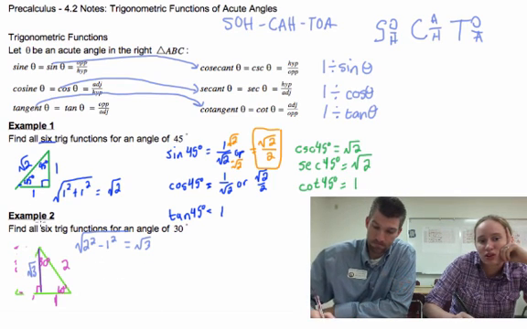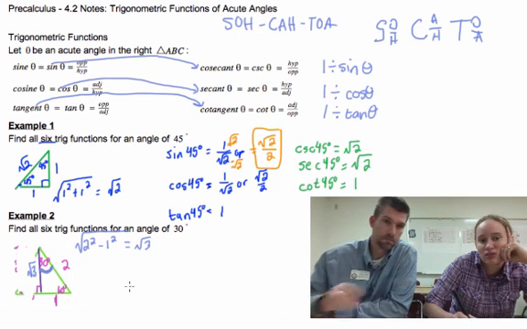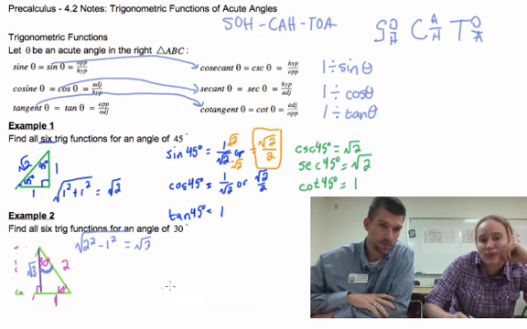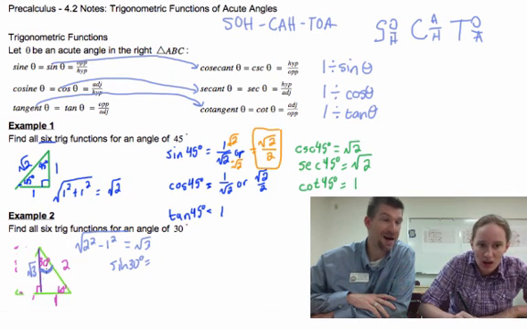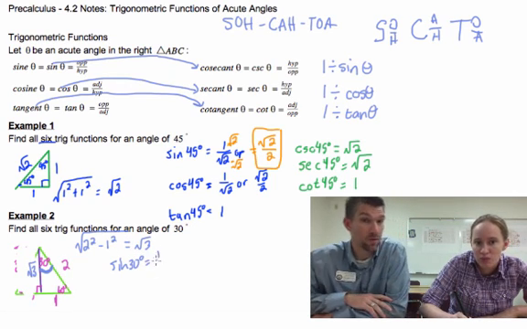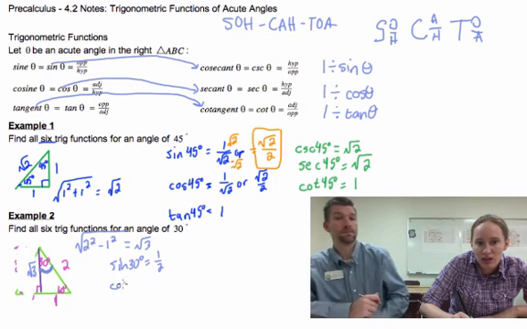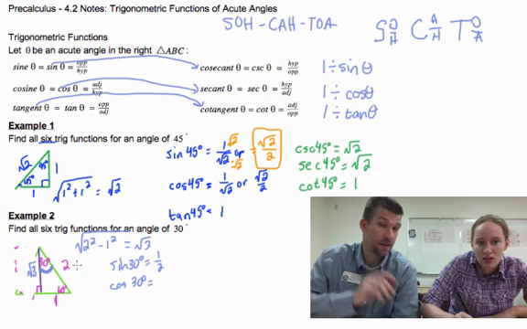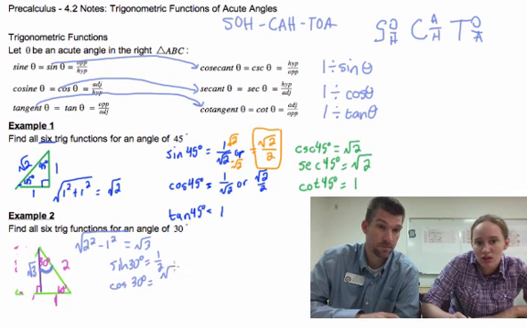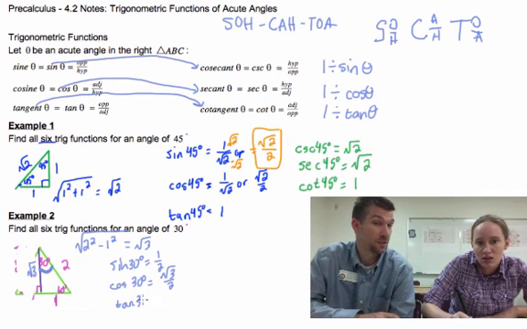Okay, so now let's find the 6 trig functions. Notice we're going from 30 degrees, so this is our reference angle, this 30 degrees up here. Maybe I should have drawn the triangle a different direction, but we're good. Sine of 30 is the opposite over hypotenuse, which is 1 over 2. Cosine of 30 degrees is the adjacent over the hypotenuse, so square root of 3 over 2. And tangent is opposite over adjacent.